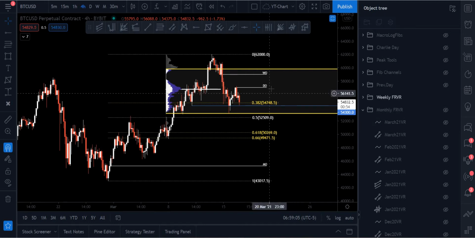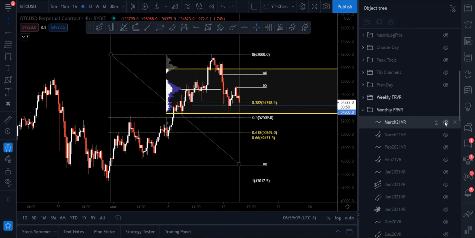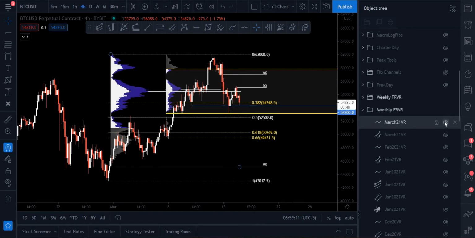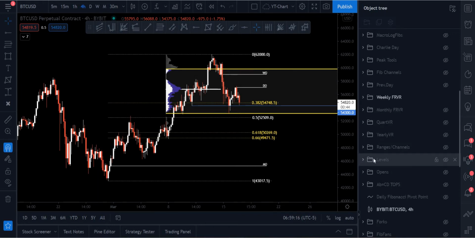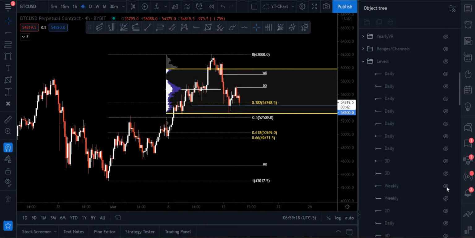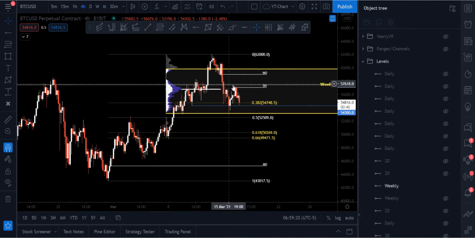And this is where you would take your profits. And so not only was that there, you also had the March point of control coming in right around that area. And I believe we had a weekly level there as well. So there was a lot of confluence for this to be an area of take profit if you were long, which I was. And then flipping into a short.